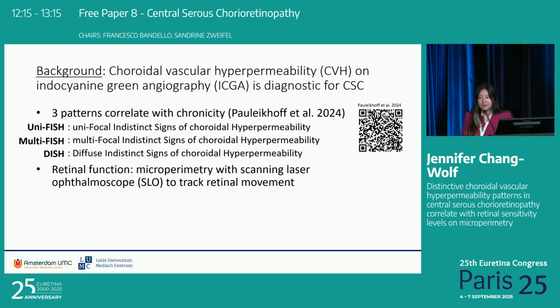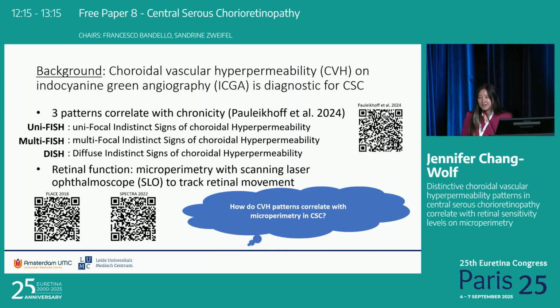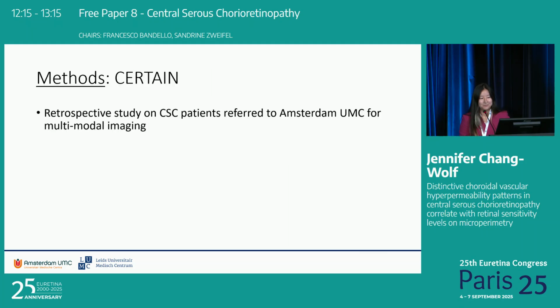We also wanted to look at retinal function, which can be assessed via microperimetry with a scanning laser ophthalmoscope, or SLO, to track retinal movement and correct for minor changes in fixation. Microperimetry was used as a clinical outcome in the PLACE and SPECTRA RCTs, for example, and was found to be very sensitive for retinal function assessment. So our question now is, how do CVH patterns correlate with microperimetry in CSC? We looked again at our CERTAIN cohort.